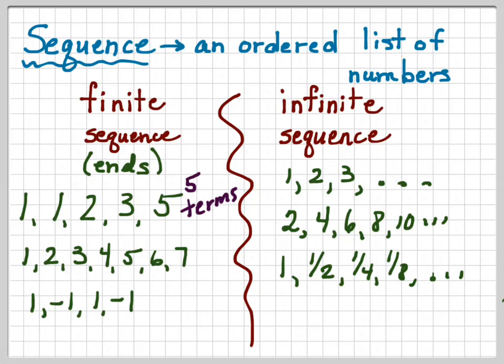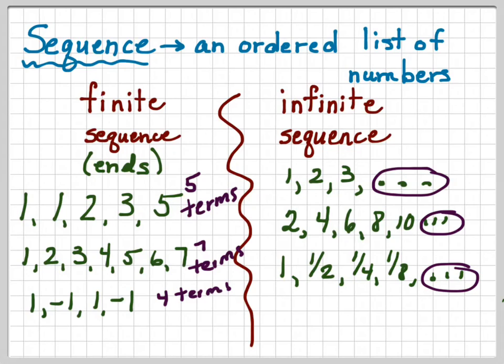Going back to the finite sequences, the first one we had 5 terms. The second one we had 7 terms. The third one we had 4 terms. Even though there's only 2 numbers, 1 and -1 in the sequence, we have listed the first 4, so there are 4 terms there. The dot, dot, dot at the end means it goes on and on forever if it doesn't have a number beyond those dots. So that's an infinite number of terms in an infinite sequence.